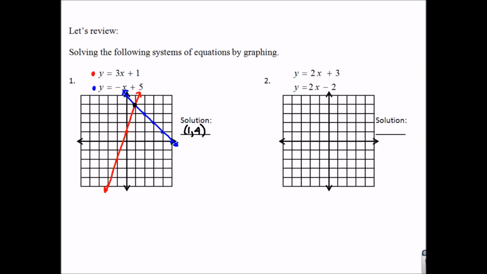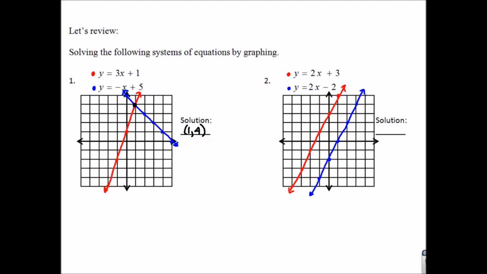If we look at our second example, our first equation is y equals 2x plus 3. So we start at 3 on the y-axis. Then our slope is 2, so we're going to go up 2 and over 1, or down 2 and left 1, and draw the line. Our second line is y equals 2x minus 2. So we're going to start at negative 2 on the y-axis, and then we're going to go up 2 and over 1 since our slope is 2. And we're going to draw our line.